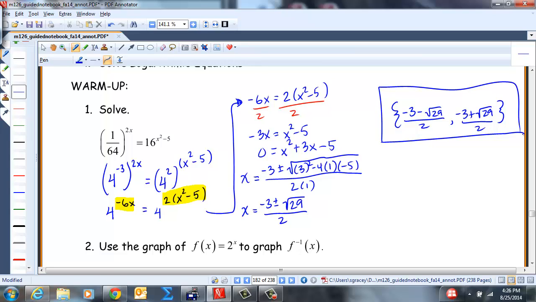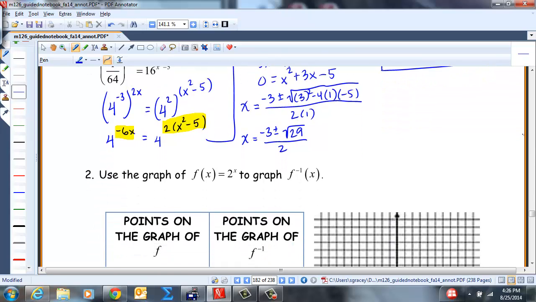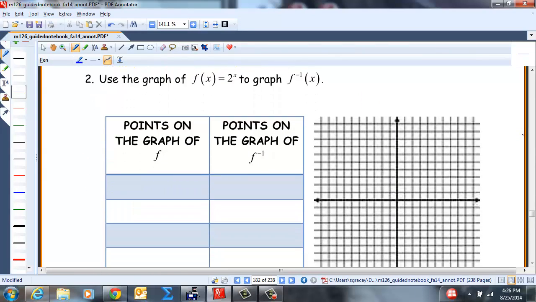How'd you do? Awesome. Now the second warm-up will be kind of a building activity to our lecture. We've graphed f of x equals 2 to the x a couple times. If you recall, I'm just doing the ordered pairs now. I'll do the first one for you. If I do f at negative 1, that's equal to 2 to the negative 1, which is 1/2. So on the graph of your function f, you will have the ordered pair negative 1, 1/2.